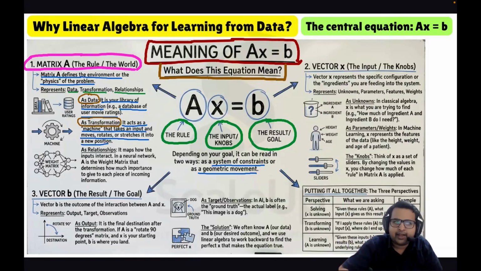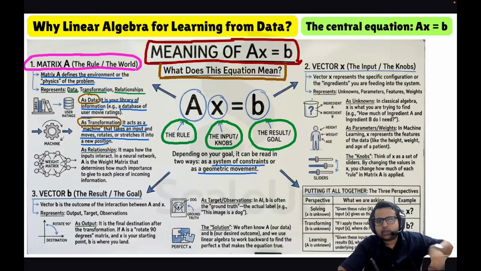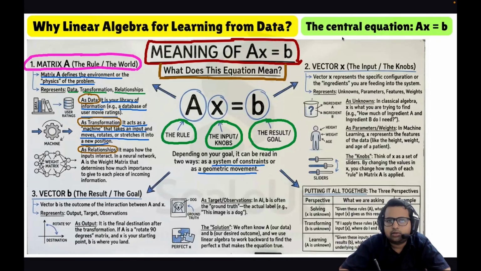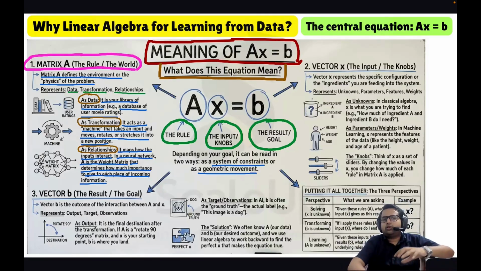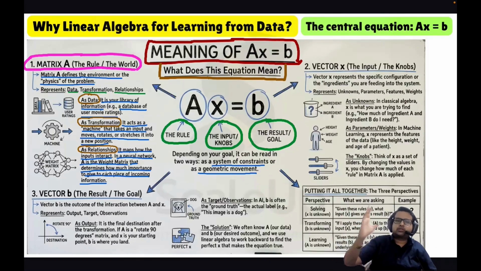Now matrix A can also store relationships. If it is storing relationships, then it is mapping how the inputs interact. In a neural network, this relationship we call the weight matrix, which determines how much importance to give to each piece of incoming information. So the weight matrix is like how much importance to give to the inputs.